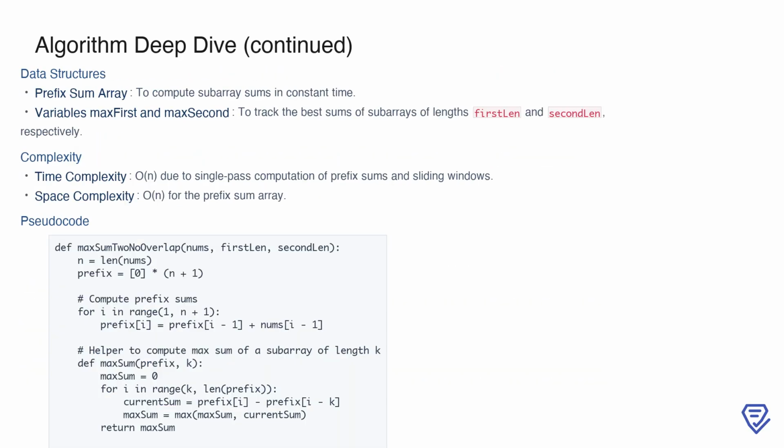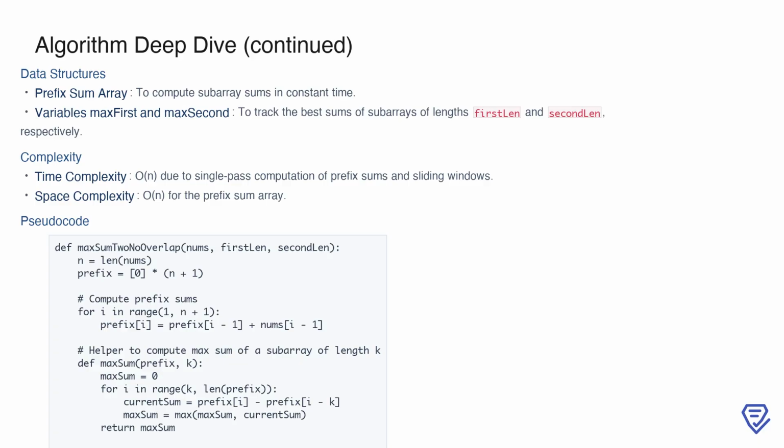In terms of data structures, the prefix sum array plays a central role in enabling efficient subarray sum calculations. By storing cumulative sums, we can retrieve the sum of any subarray in constant time, which is essential for achieving the desired linear time complexity.